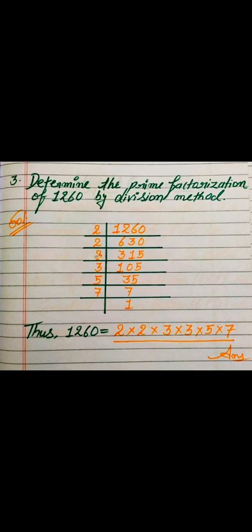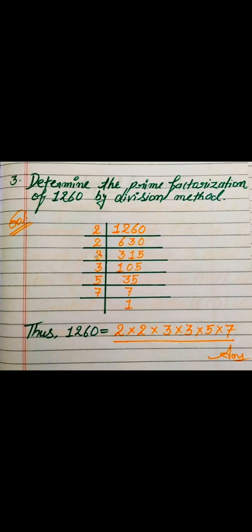When you divide 315 by 3, you will get 105 as a quotient. Now this 105 is also divisible by 3, because 1 plus 0 plus 5 is 6. That means when you divide this 105 by 3, you will get 35. But this 35 is not divisible by 3. So what will we do? We will think of the next prime number, and the next prime number is 5.